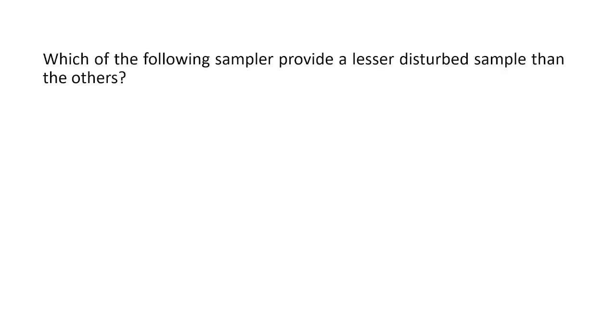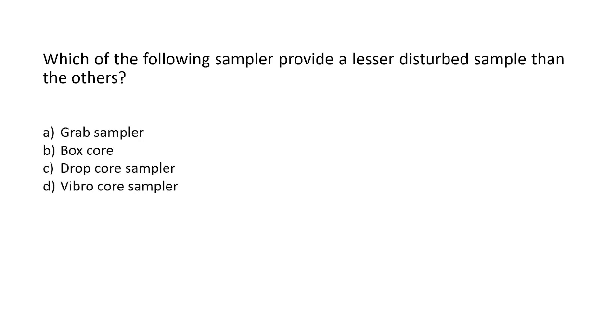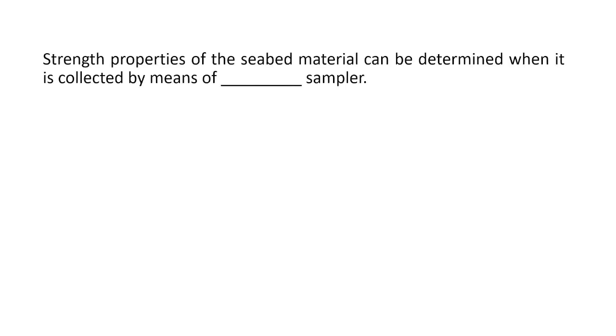Okay, so the next question is: which of the following samplers will provide a less disturbed sample than the others? This will be simple. Grab sampler, box corer. Yes, correct. Box corer, because all of the others will be much more disturbed. Next: strength properties of the seabed material can be determined when it is collected by means of dash sampler. Out of these options, box corer, because it is less disturbed. Correct.